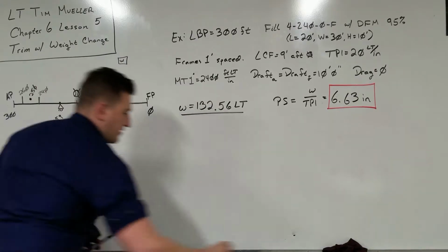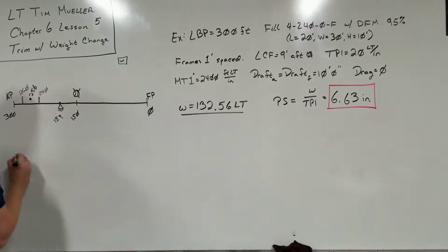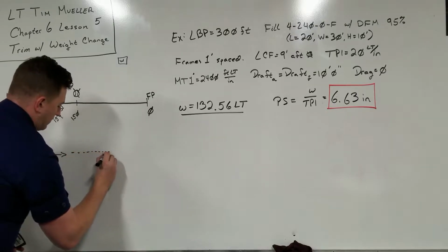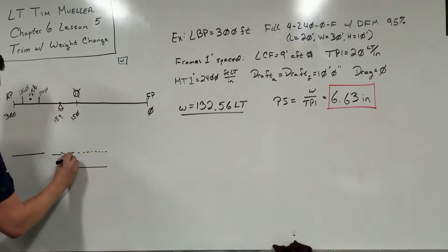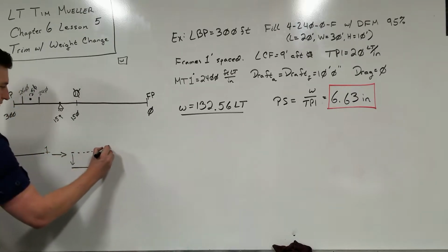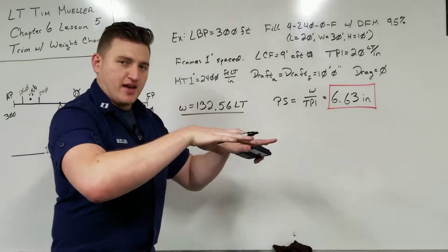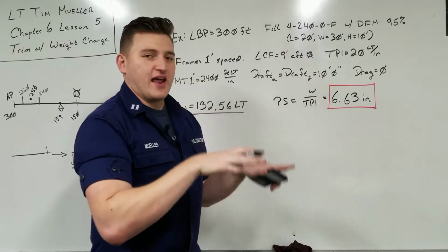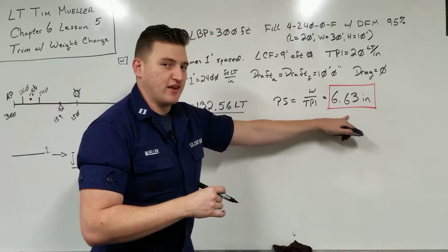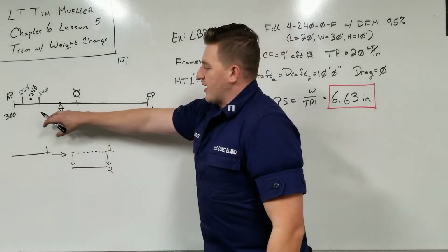Now, I'm sorry, let's erase that real quick. I went from here. Now I'm here. I've done parallel sinkage. So I've gone from state 1 to state 2. Now I have a ship that has sunk 6.63 inches. And remember, that's inches, not feet. So it's 6.63 inches. But that weight is at the LCF right now.